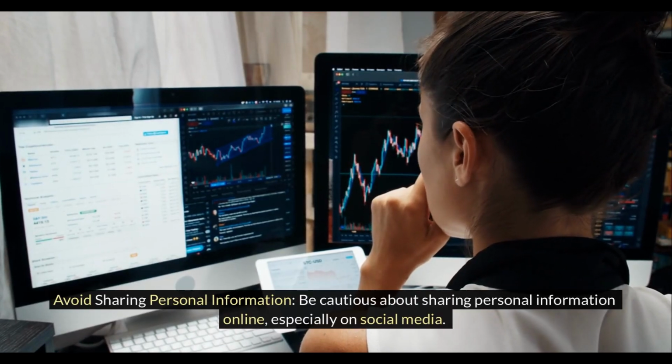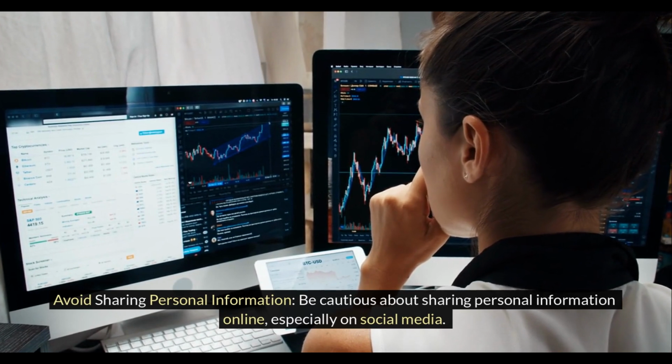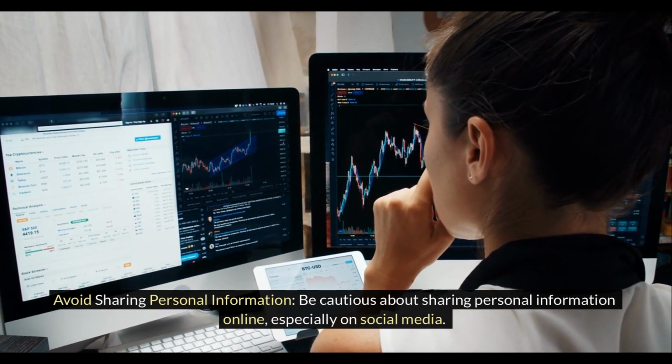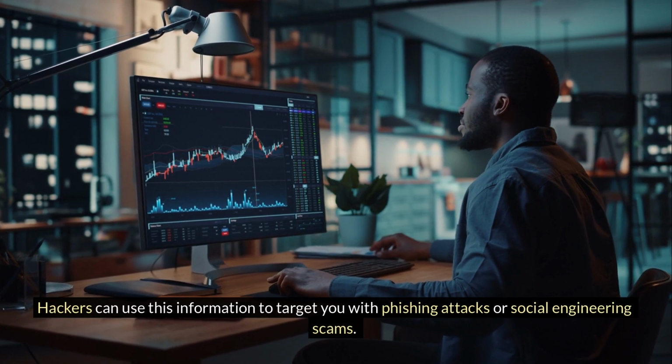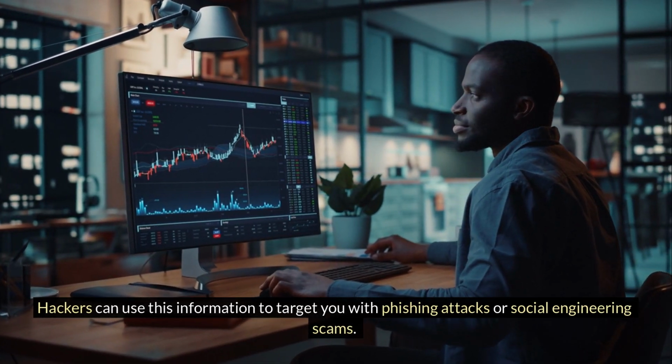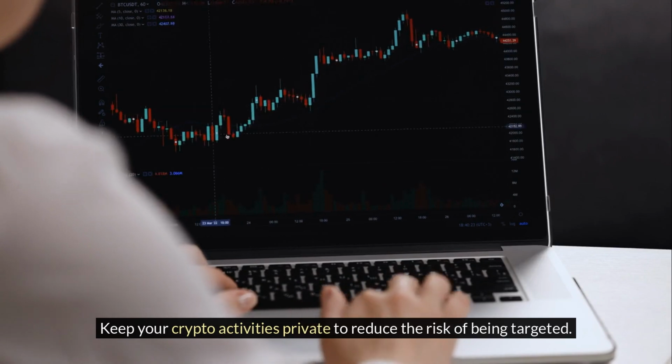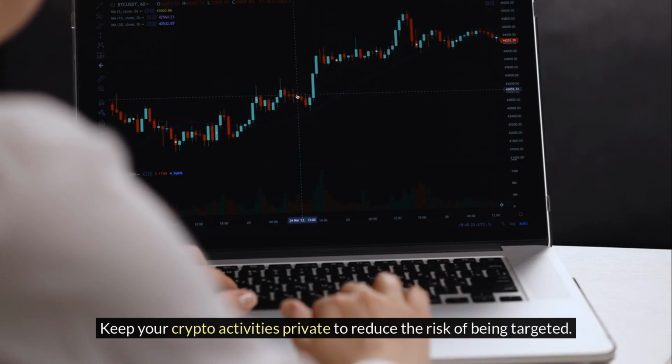Avoid sharing personal information. Be cautious about sharing personal information online, especially on social media. Hackers can use this information to target you with phishing attacks or social engineering scams. Keep your crypto activities private to reduce the risk of being targeted.